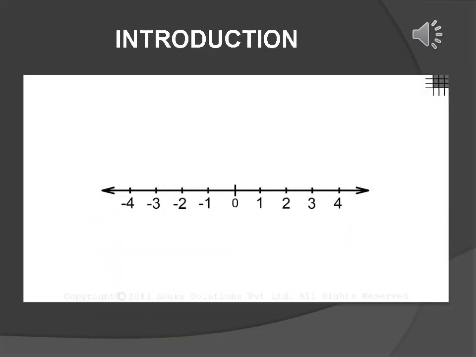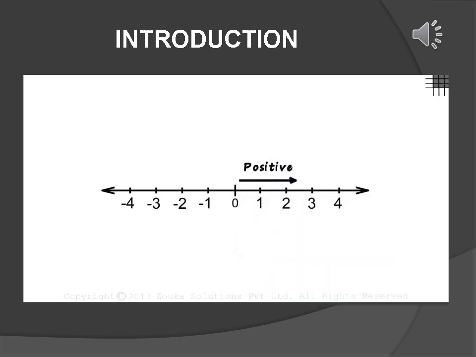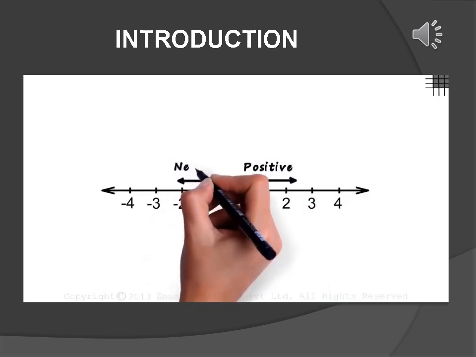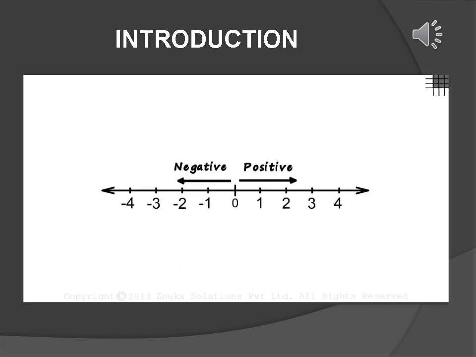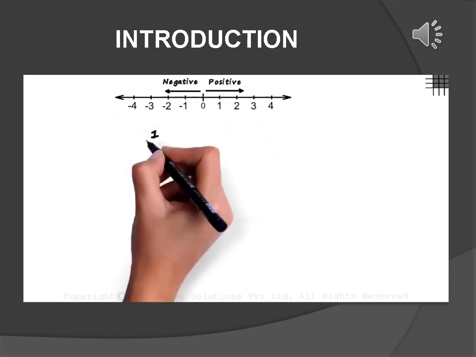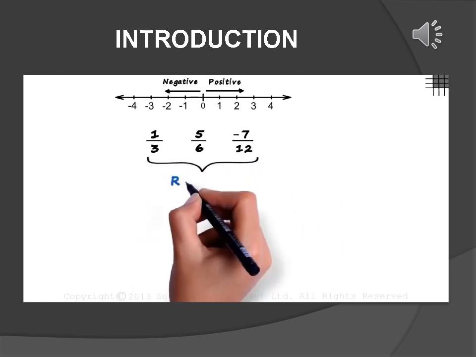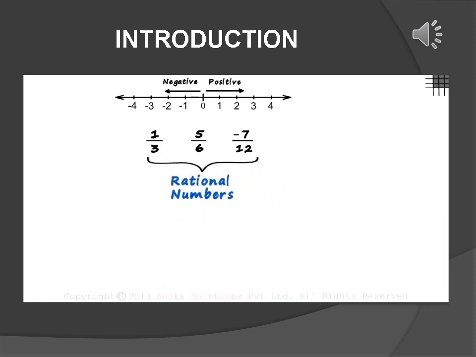Students, we all are familiar with the number line, which is drawn with positive integers and negative integers along with 0. We all know about integers. But what about numbers like 1 by 3, 5 by 6 and minus 7 by 12? Each of these is a number, but we don't use them as often as we use counting numbers. Such numbers are called rational numbers. But how can we define them?